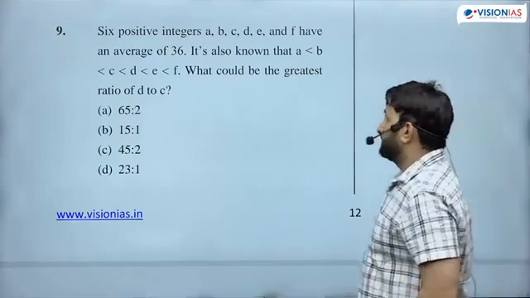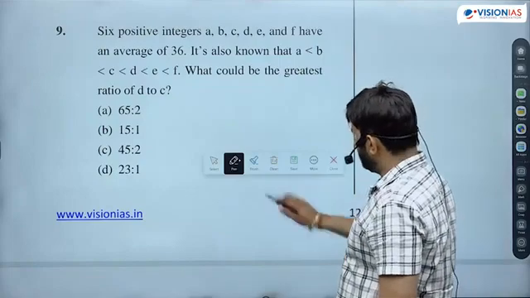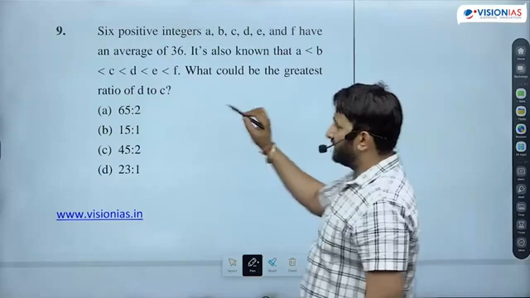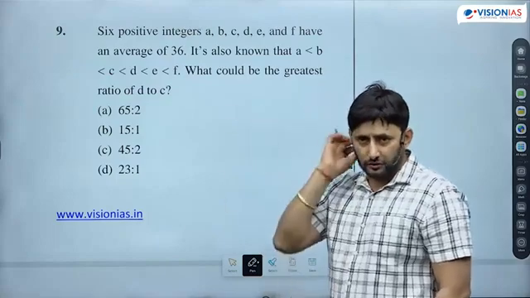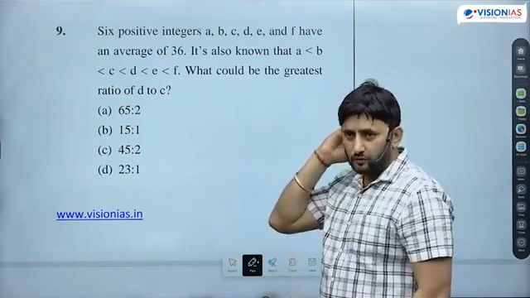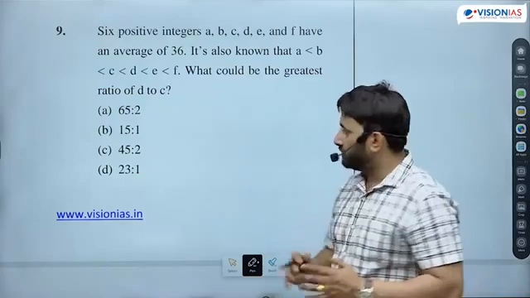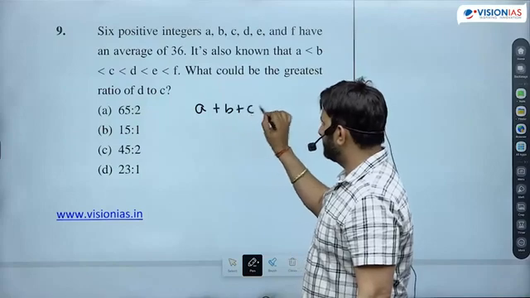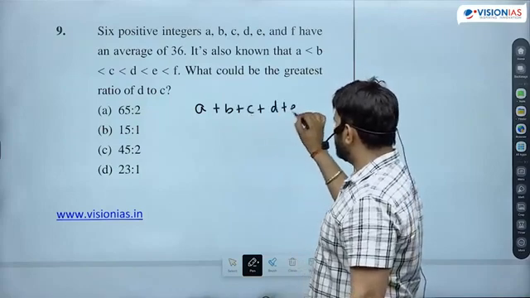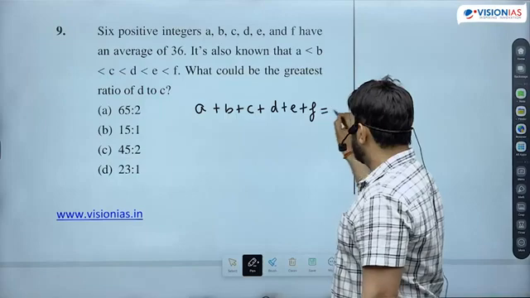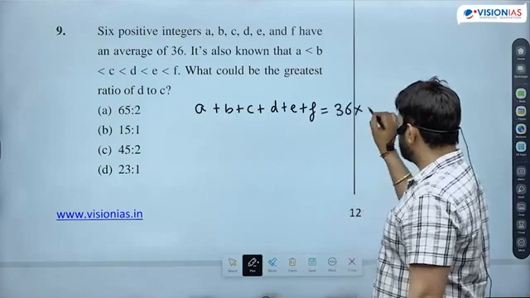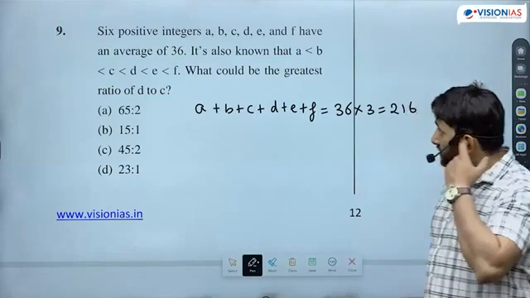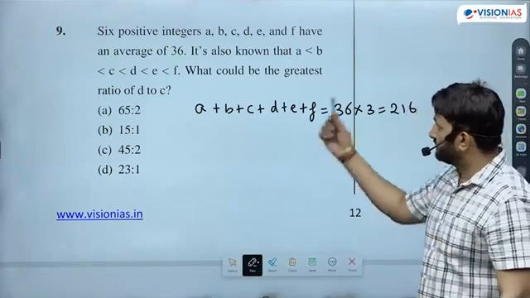Six positive integers a, b, c, d, e, f have an average value of 36. But if the average value is 36, what will be the total? Total is equal to the number of terms into the average. So we can say a plus b plus c plus d plus e plus f is equal to 36 into 6, 216. All these are positive integers.